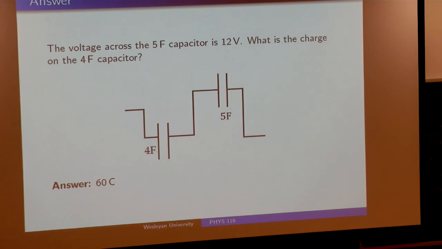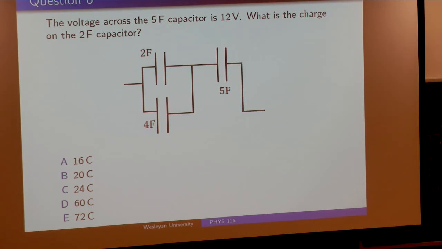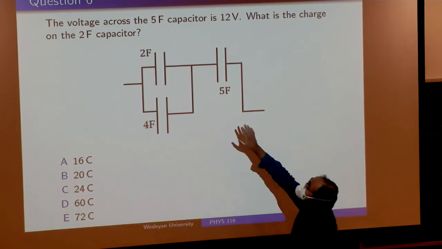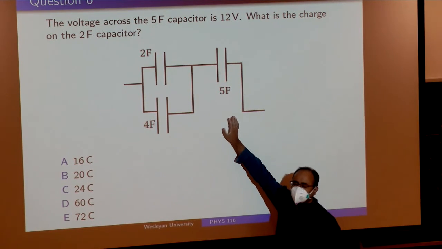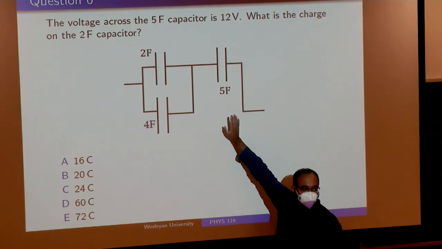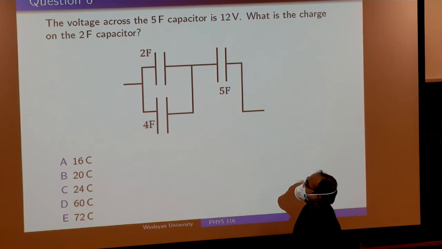Okay. Last one for today. Show me your votes. Okay, still need a bit more time for some people, but let me just take you through it very quickly. So again, we know the charge on the 5 farad capacitor, Q equals C delta V, so 60 coulombs still on the 5 farad capacitor.